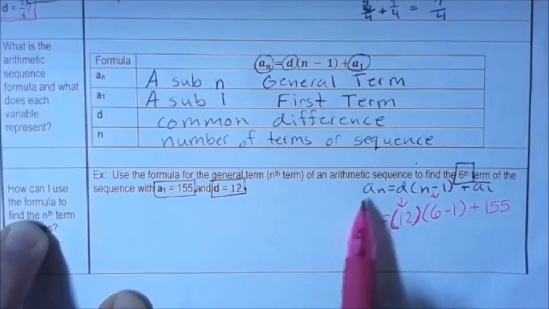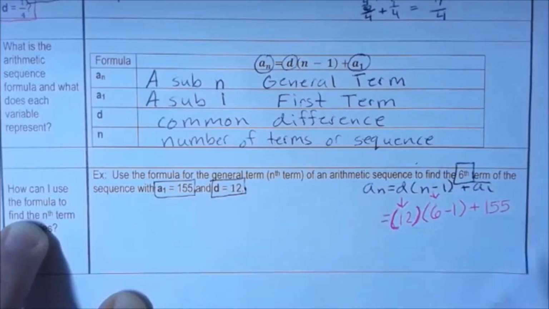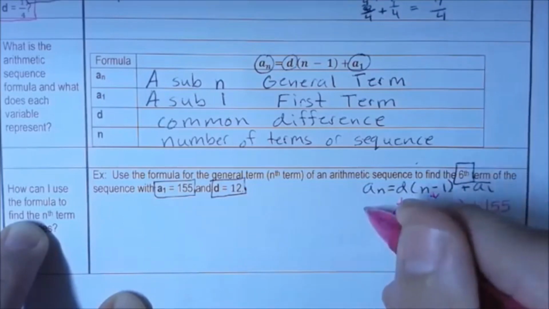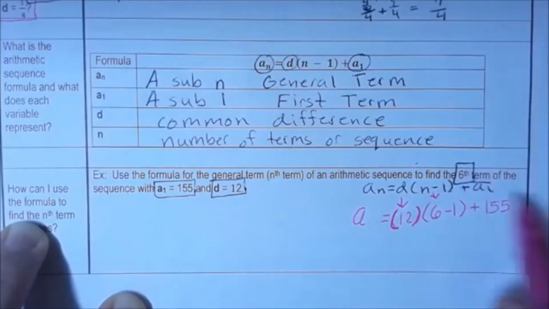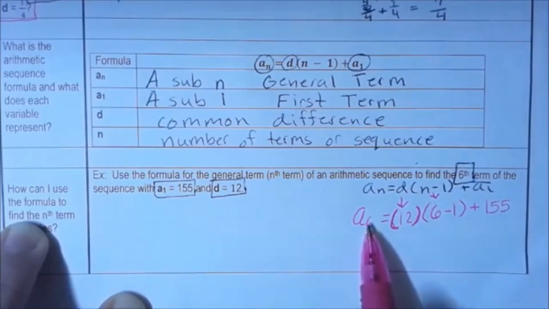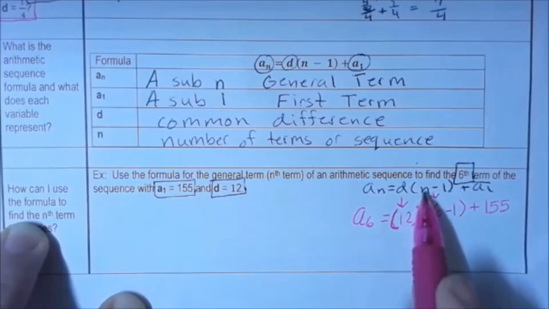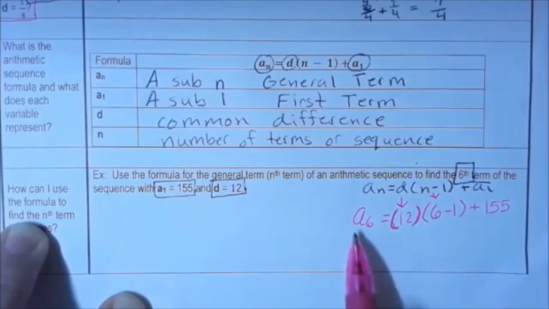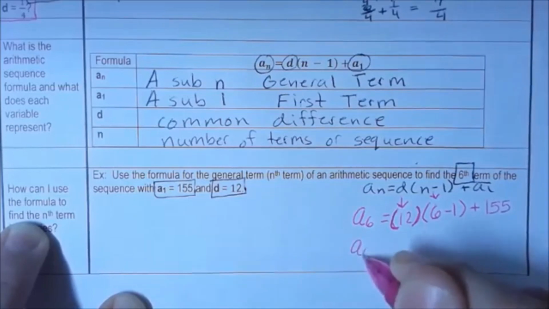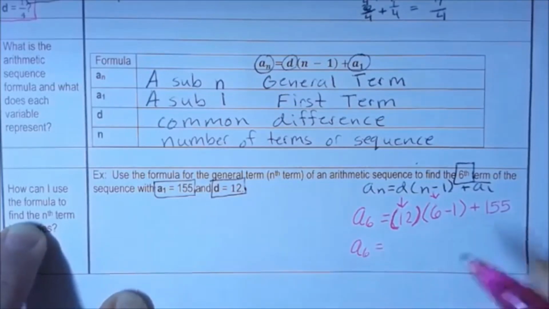Now, in all honesty, I didn't bring down this a sub n, but if I do, we know what n is now, right? So it's not a sub n anymore, we're looking for a sub 6. That's the one we're trying to find. Notice the n changed to a 6, and this n changed to a 6. So now we have this all written out, and we just need to do the math, and we'll have our answer.